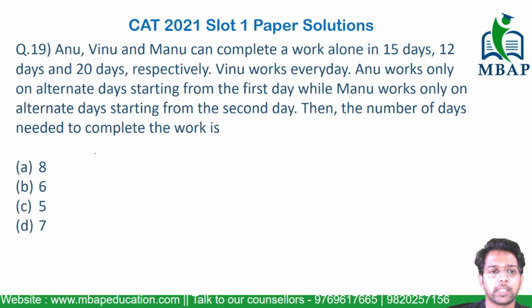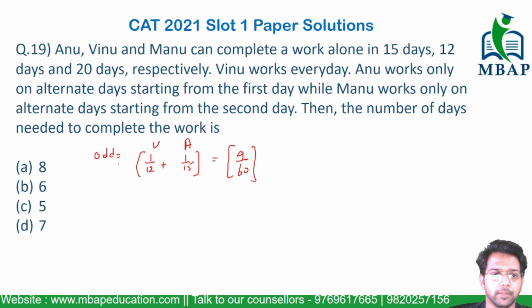Let's see the amount of work which possibly is happening on every odd day. First day, third day, fifth day. Who all are working? Vinu is working and Anu is working. Vinu is able to contribute 1 upon 12. Anu is able to contribute 1 upon 15. So 1 upon 12 plus 1 upon 15 will become 9 upon 60 of the work happening on day 1. On the even number of days, let's take day 2. Who all are working? Vinu is working as 1 upon 12 and Manu is working as 1 upon 20. So 1 upon 12 plus 1 upon 20 will become 8 upon 60.